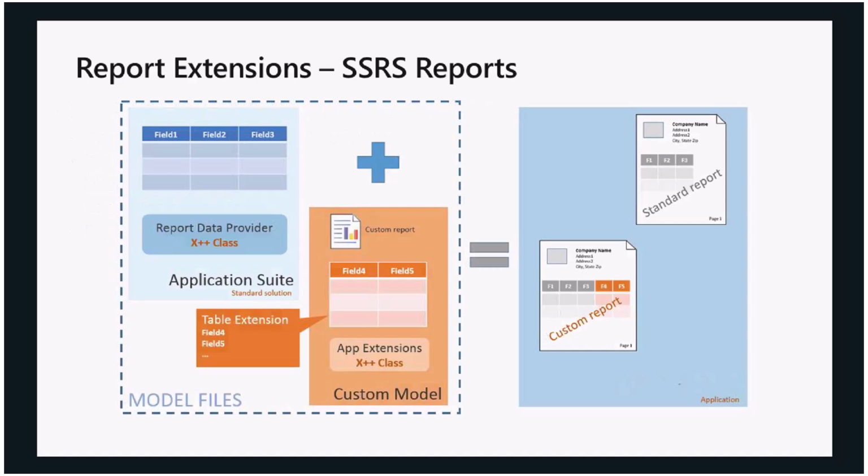So this is a depiction of the different models at play. The application suite hosts the original table and report data provider class. We have a custom model. This could be an ISV or a VAR model, which has appended new fields via a table extension and subsequently wants to display these on the report. The report data provider is extended to query the new fields and populate the data into a custom report that was copied from the standard base report. Now at runtime, this report is executed and the customer sees the new fields as they would expect.